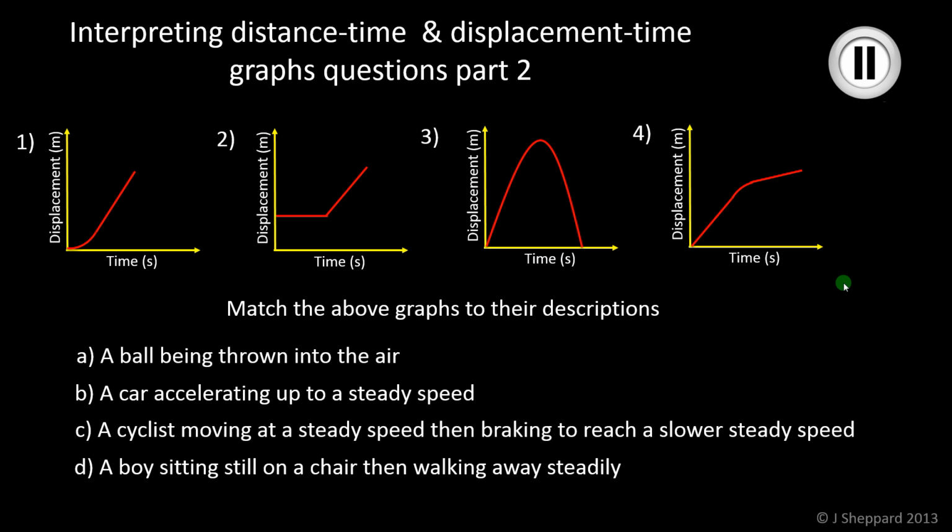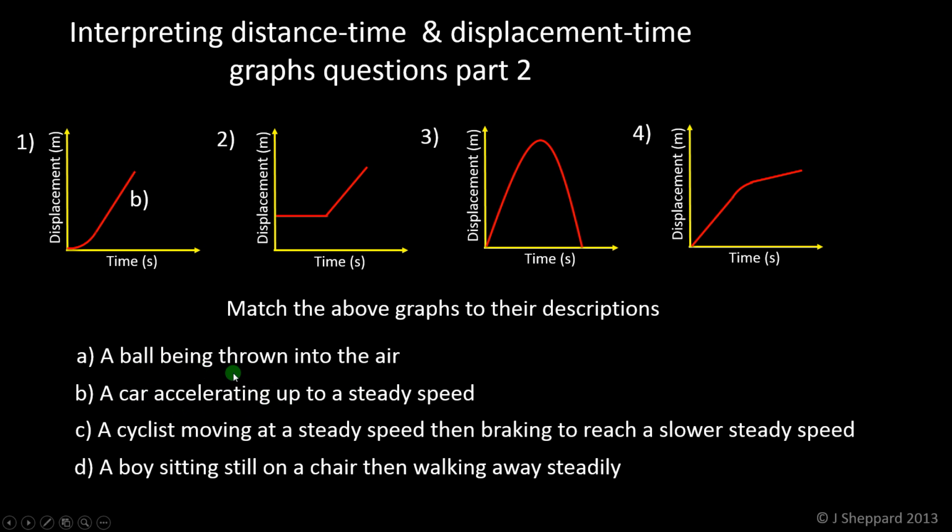Okay, so going through them in the numbered order then. Number 1 is going to be B, because if we look, we've got a shallow section to start with, but the gradient is increasing, the slope is getting steeper. That means we're speeding up, and then we have a constant speed section. So the only scenario that corresponds to is the car accelerating up to a steady speed.